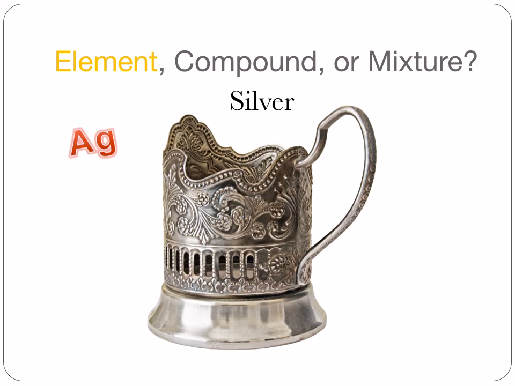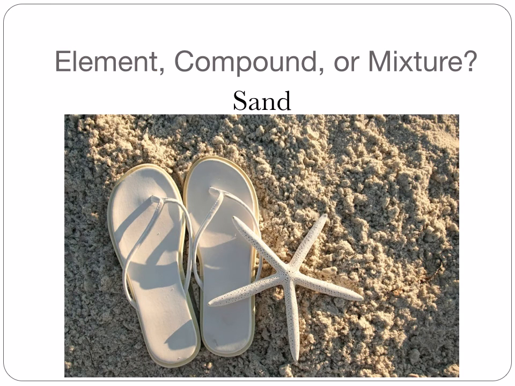Silver. Silver is an element, Ag. It is the second level of all of your assignments on Canvas as well. Sand. This one is a little bit more difficult, but sand is actually a mixture.